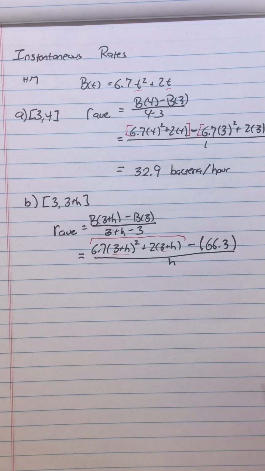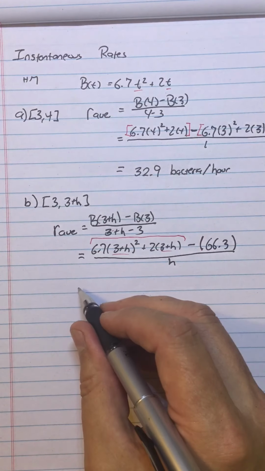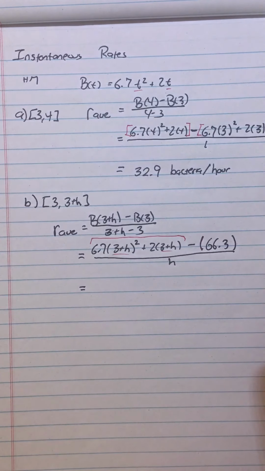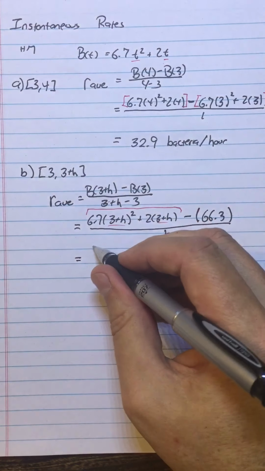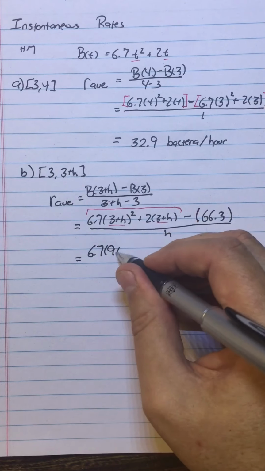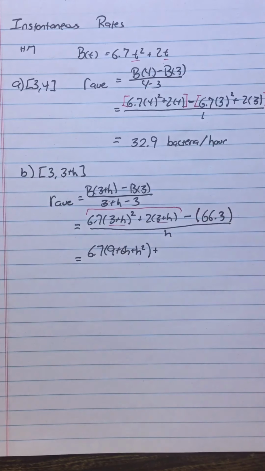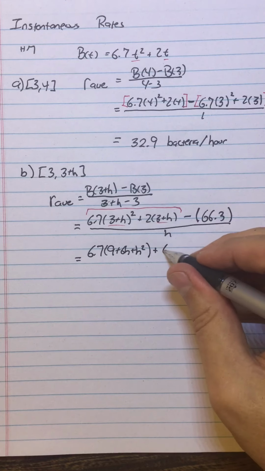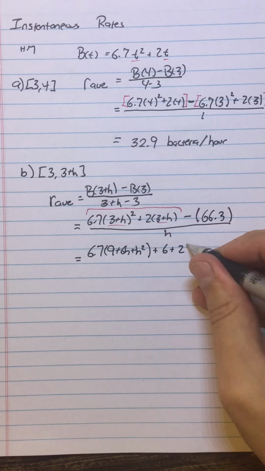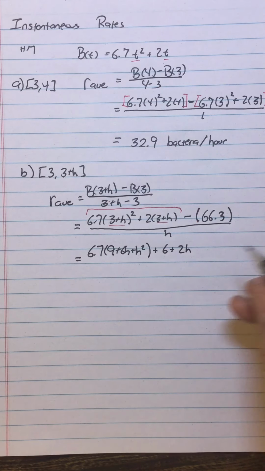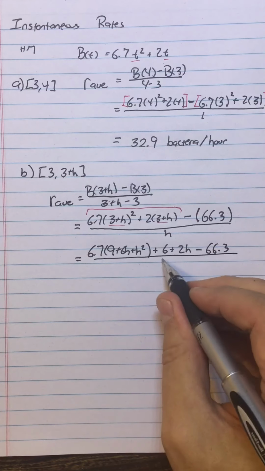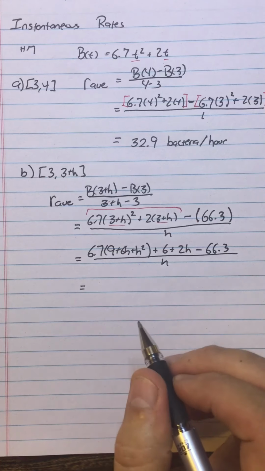All right, so in my next step, I'm going to expand out the binomial. So I'm going to say this equals 6.7 times 9 plus 6h plus h squared. Notice how I don't mind writing the entire expression as many times as it takes, simplifying one thing at each step. I still have my denominator of h. Now I'm going to distribute my 6.7.